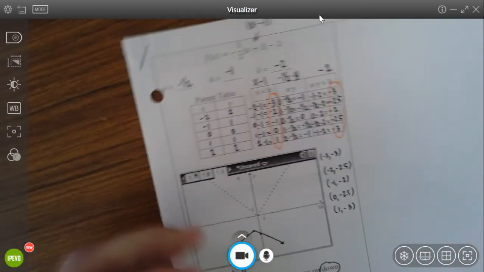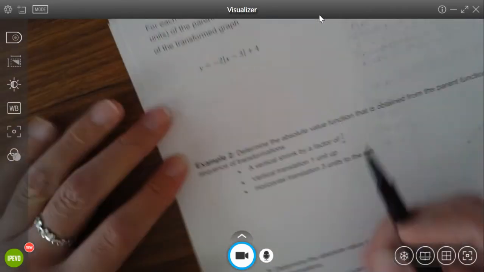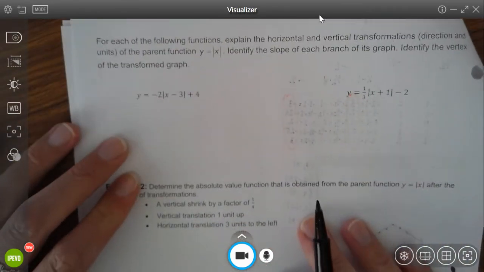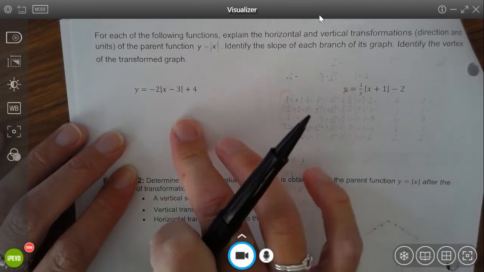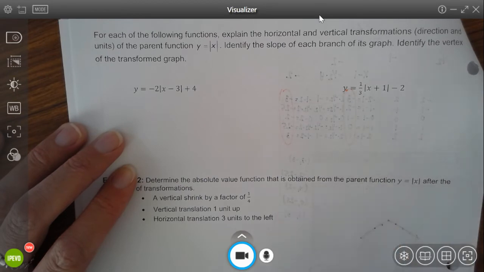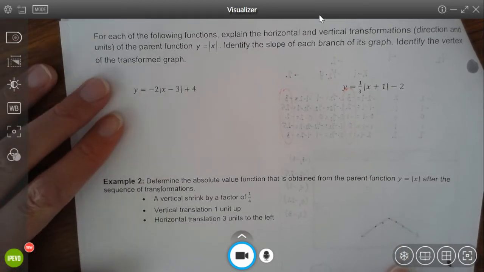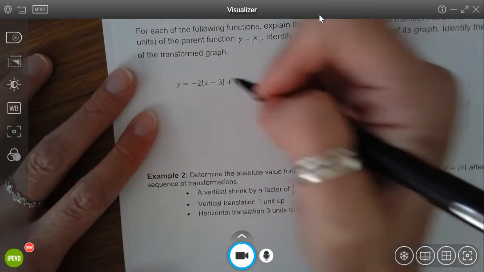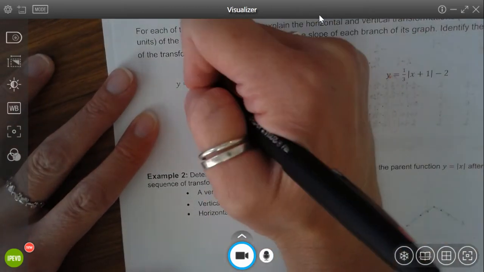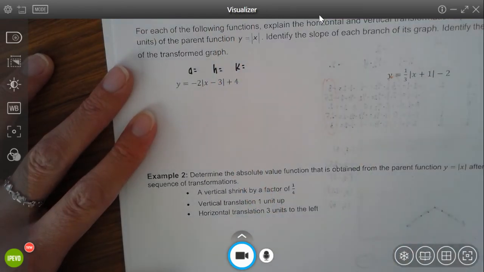So I would like to quickly go through these types of questions on the back, because you're going to have some of these to try in your homework as well. So I'll go through just one of these questions and then I'll do the two at the bottom. For each of these functions, you want to explain the horizontal and vertical transformations, identify the slope of each branch, identify the vertex. So the first thing I'm going to do is label my A, H, and K, even though it's not asking me to do that. I like to do that just so I know what's what.